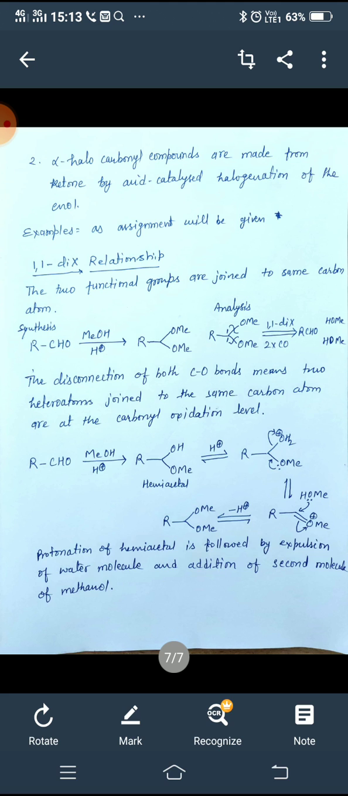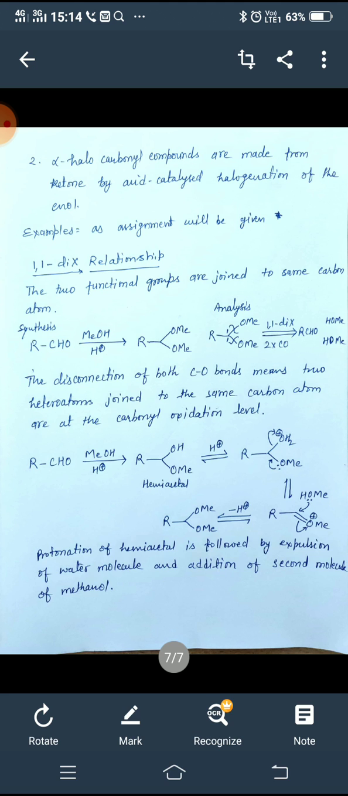For the synthesis of the acetals, see that there is a synthesis. This aldehyde molecule reacts with methanol in presence of acid, then a hemiacetal will be formed. After the formation of the hemiacetal in presence of acid, there is protonation of the hemiacetal, right? After the protonation, expulsion of the water molecule takes place, and there is addition of the second molecule of methanol, then we'll get the acetal molecule.